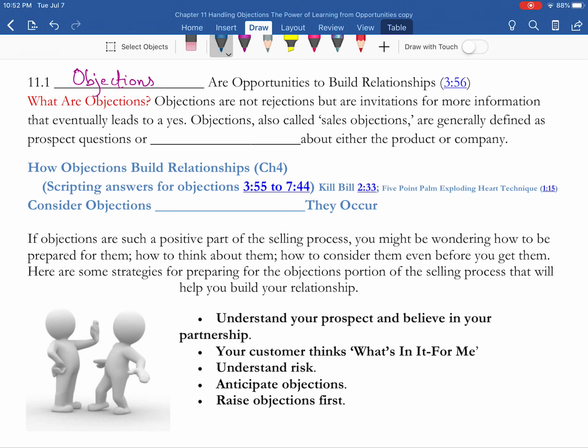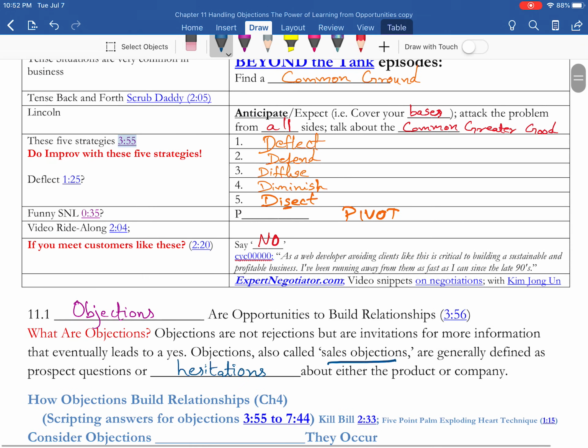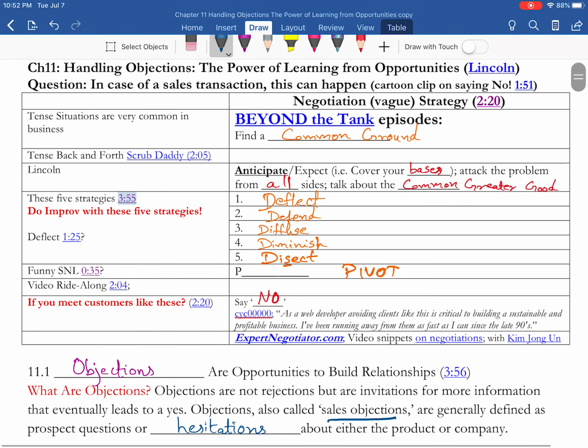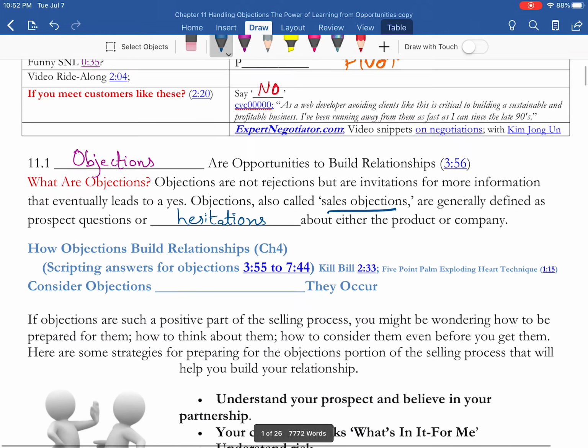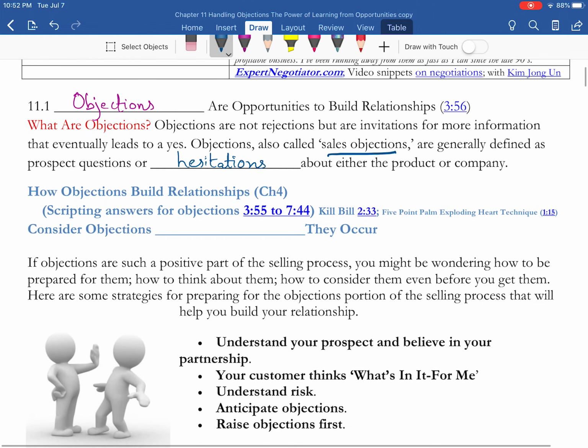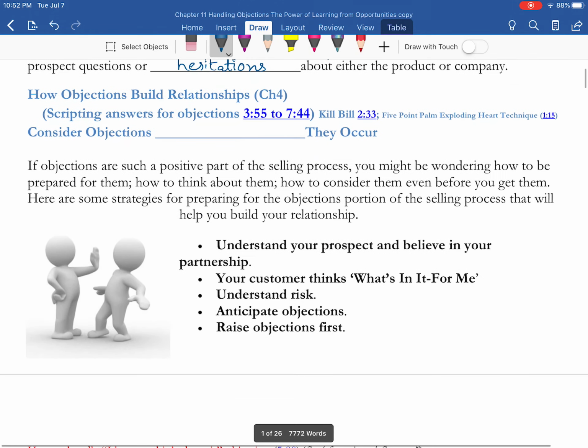Objections, also called sales objections, are generally defined as prospect questions or hesitations. They are hesitating about your company, about saying yes to your product right away. So what can you do about that? That is where you have to think about using all these different techniques of finding a common ground, pivoting, finding value, much better value that you will be able to sell them on. So these are the things that you have to think about.